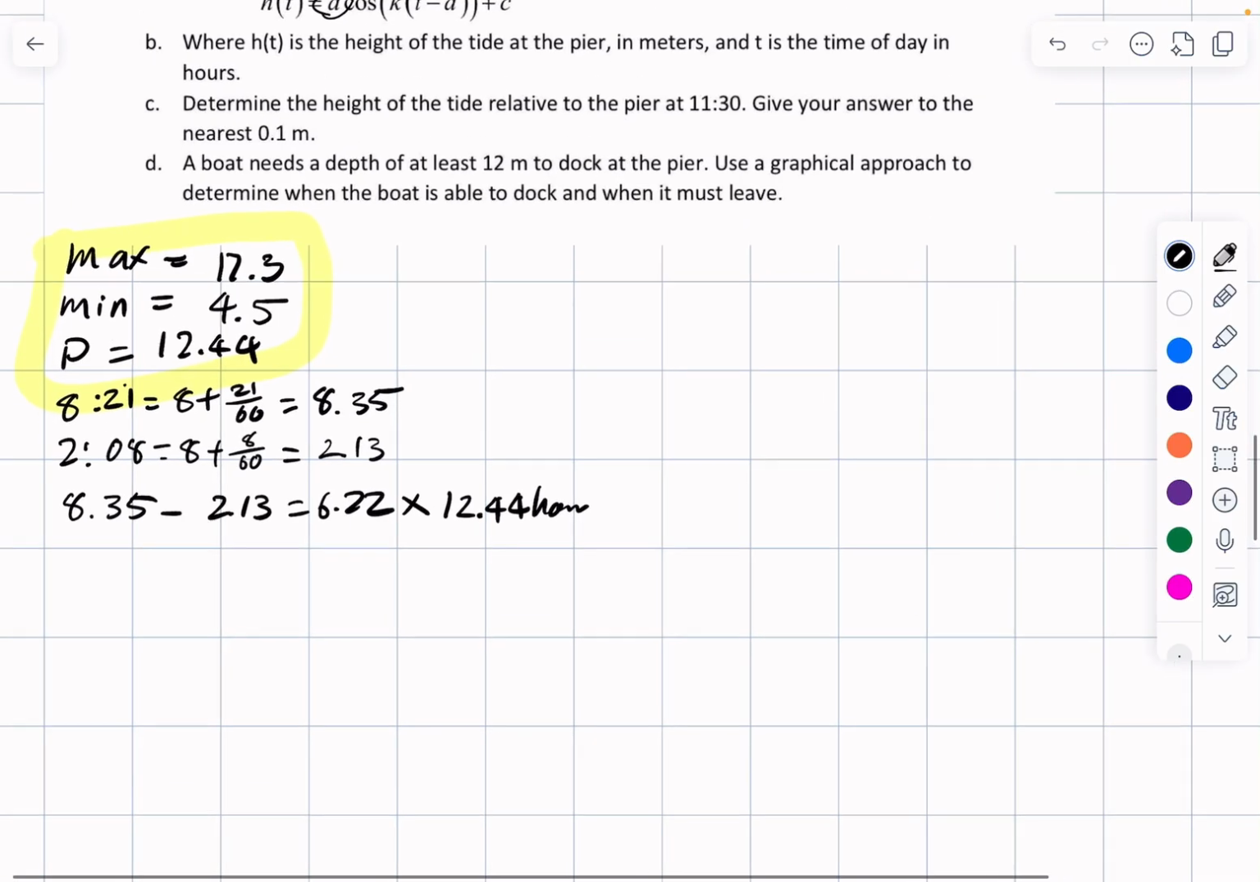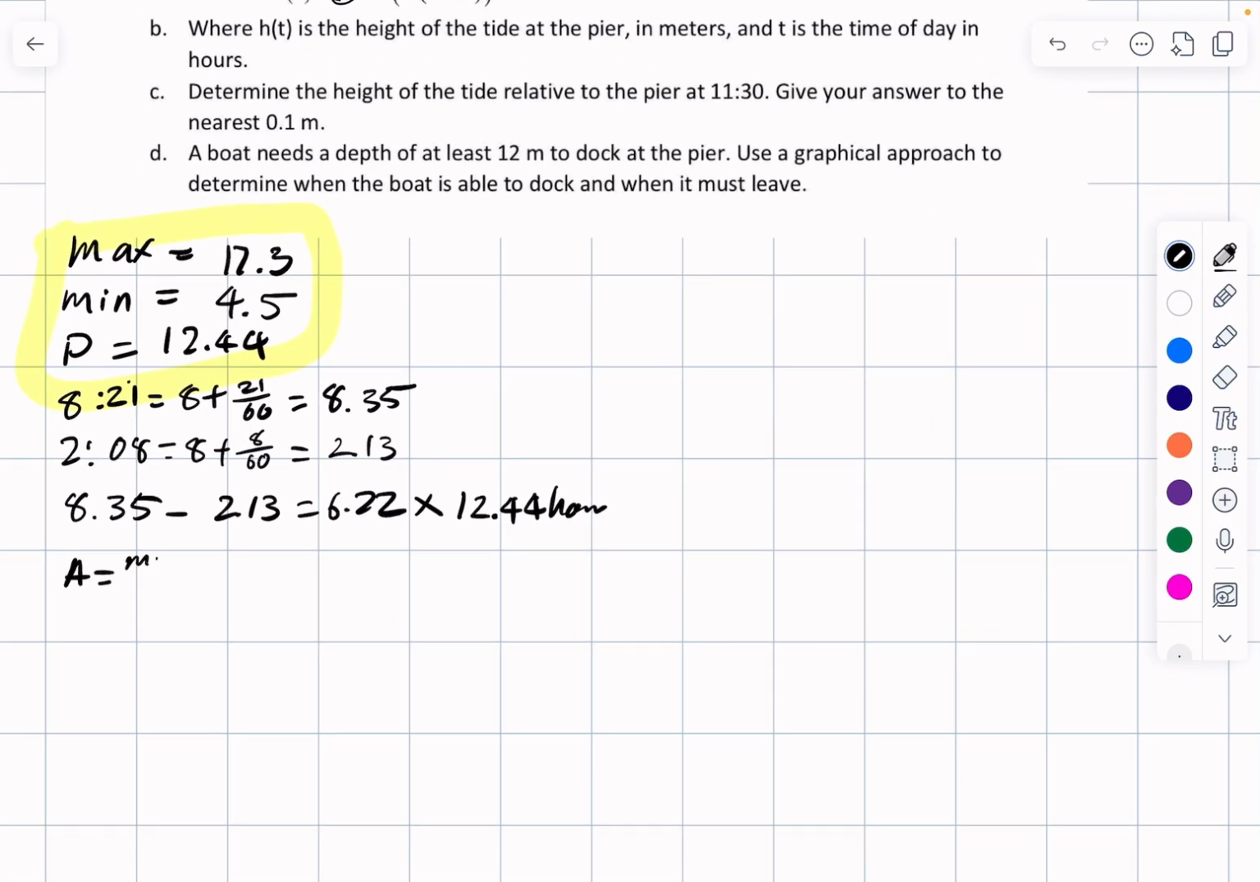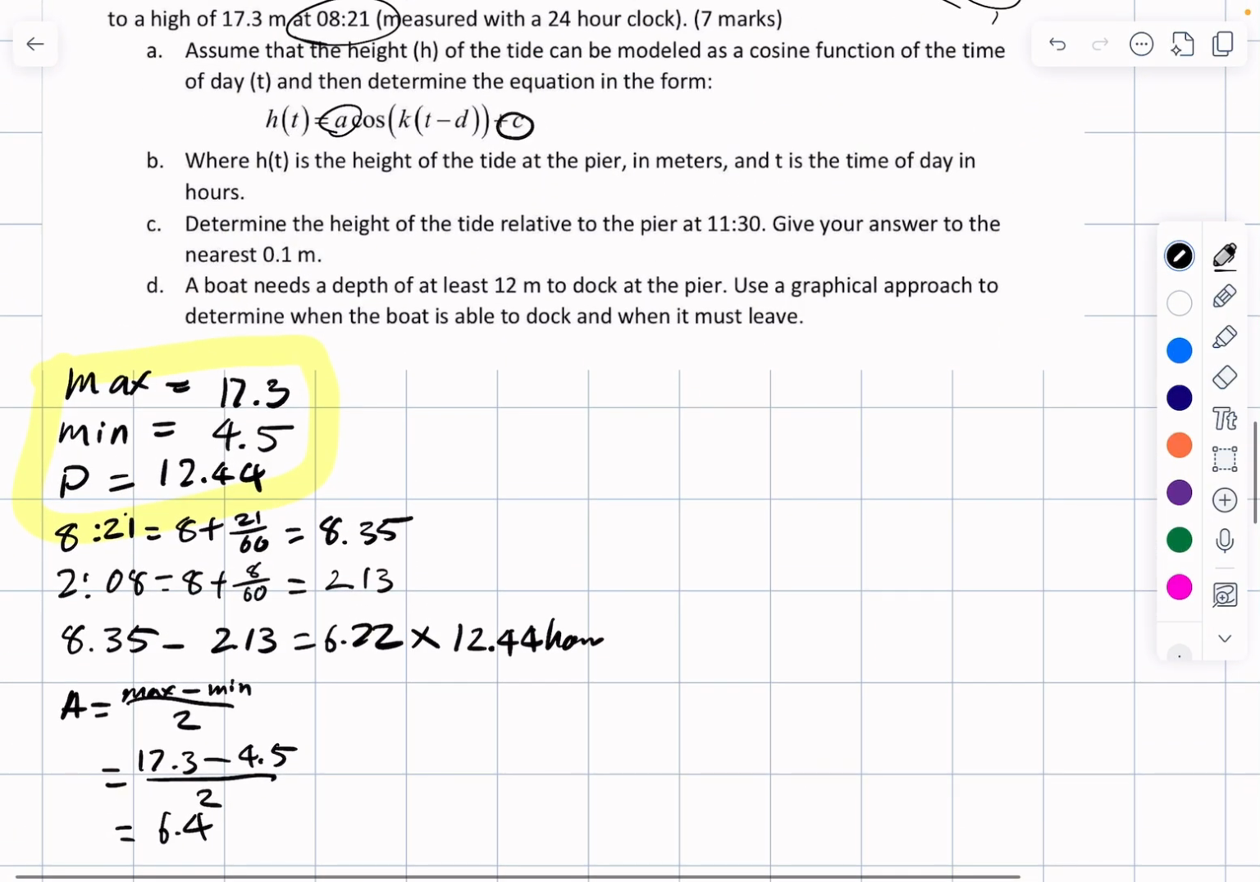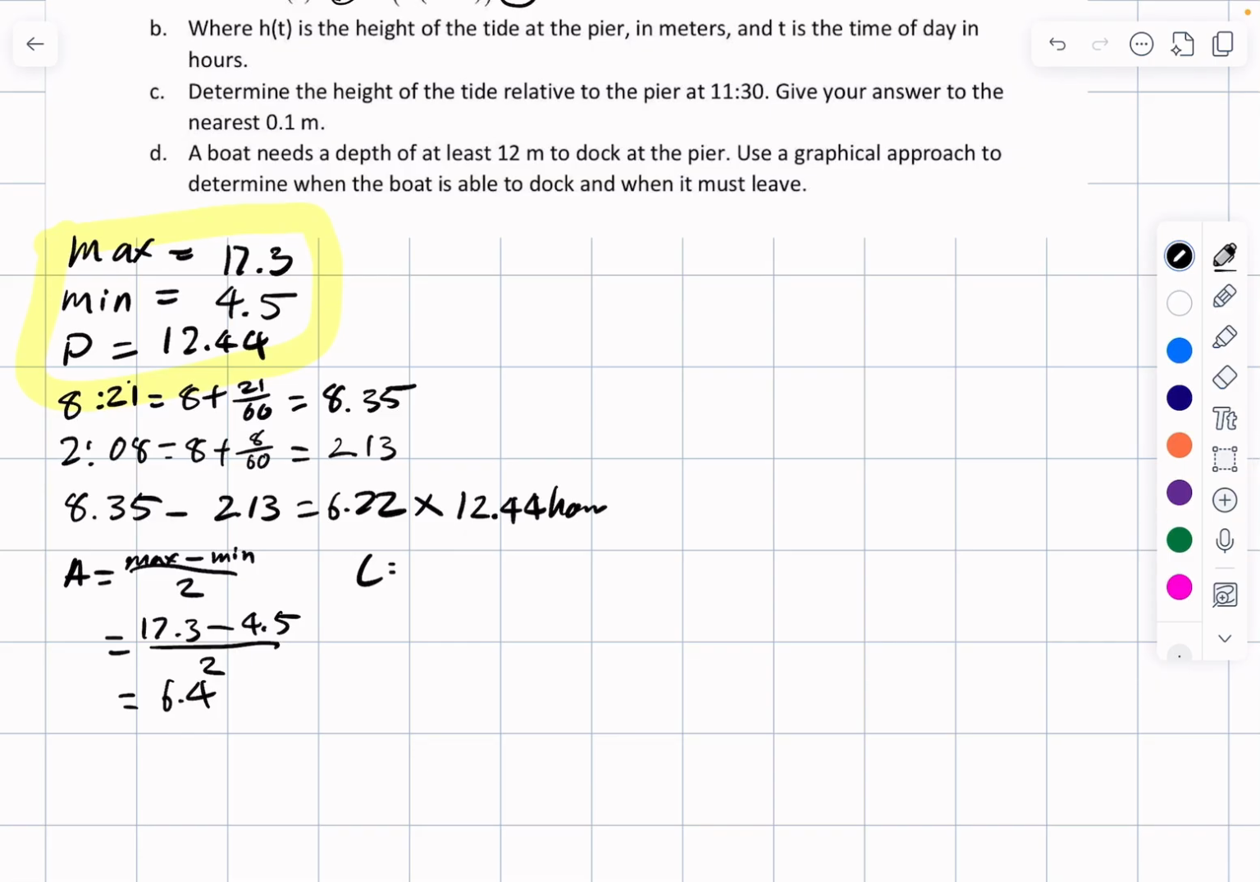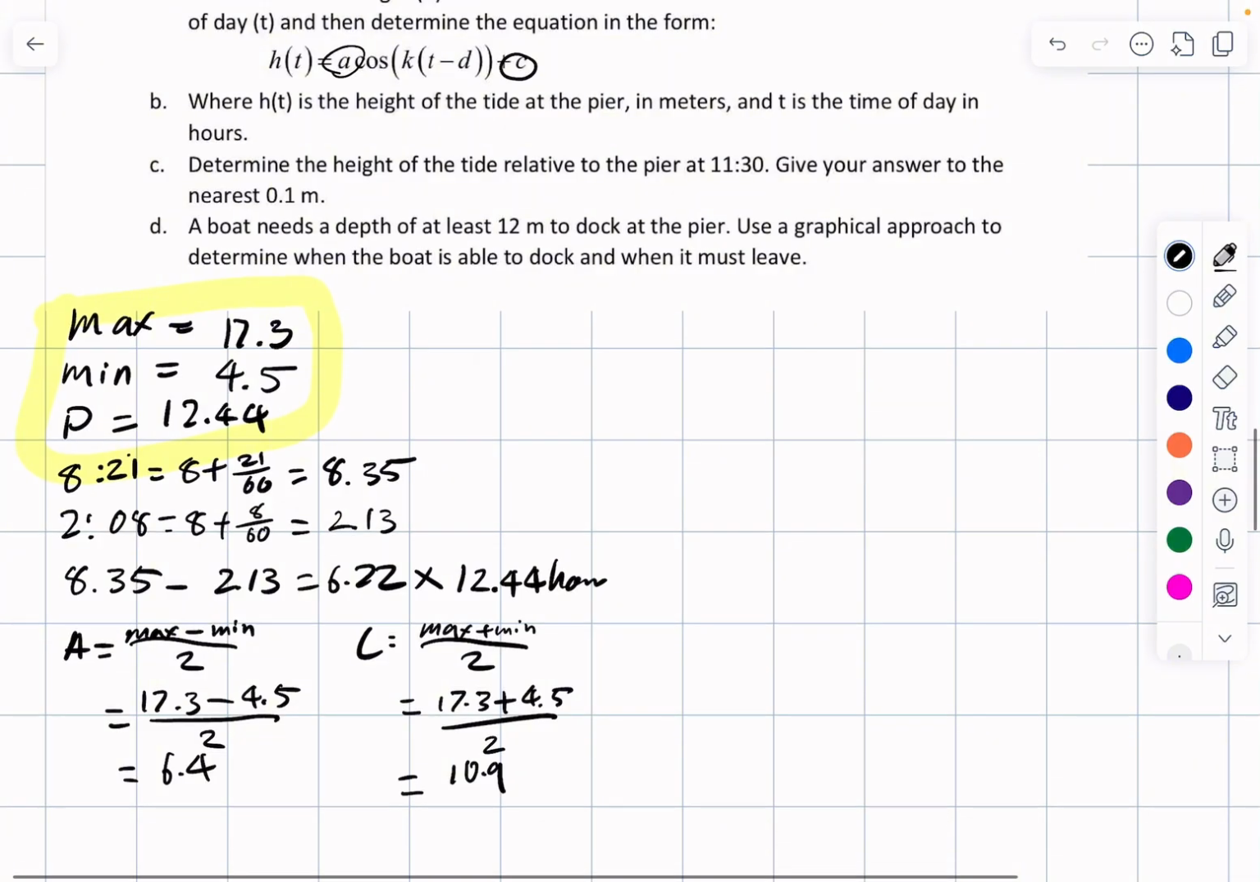To find the amplitude, same old equation, max minus min divided by 2, which equals 17.3 minus 4.5 divided by 2, which equals 6.4. And we can also find the C, which is max plus min divided by 2, which equals 17.3 plus 4.5 over 2, which equals 10.9. So there we got C.